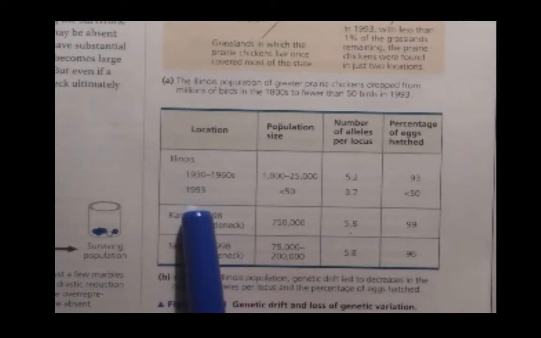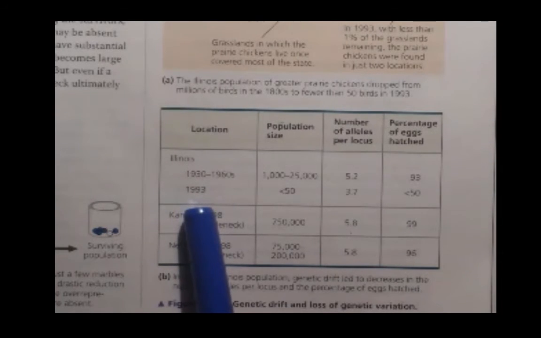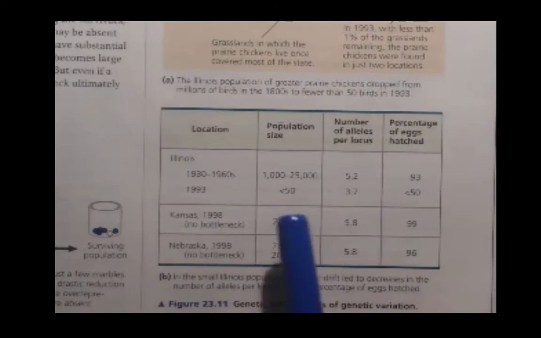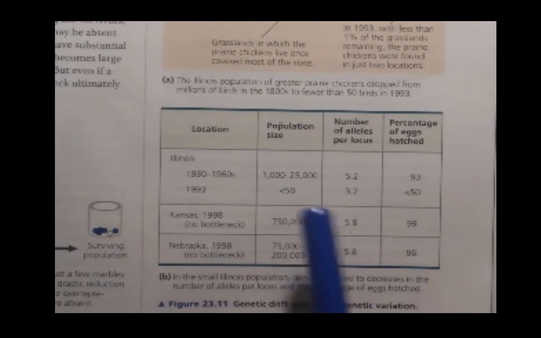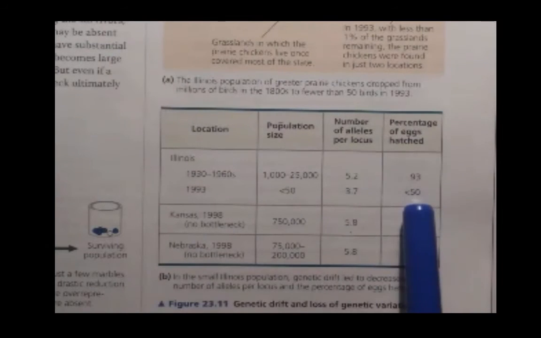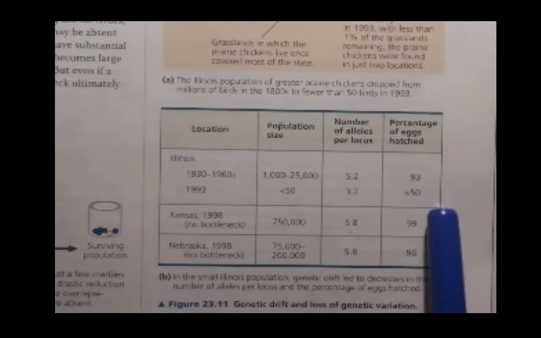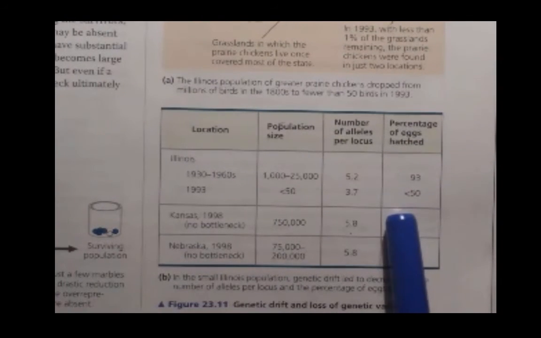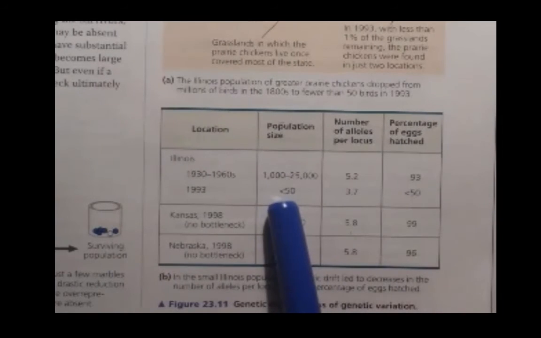Then we could see what happens in 1993 once much of those prairies have been eliminated. The population size plummeted to less than 50. That correlates well with the number of alleles, 3.7. And again, that correlates with the eggs being hatched. Scientists went around and counted the number of eggs they saw and the number that hatched, and we could see that it is less than 50%. No wonder the population of prairie chickens plummeted.